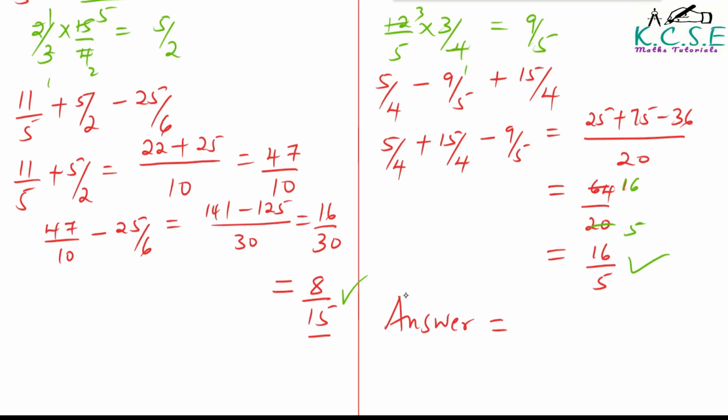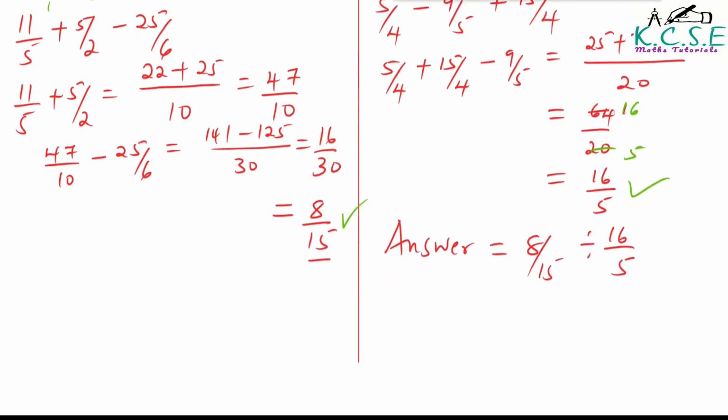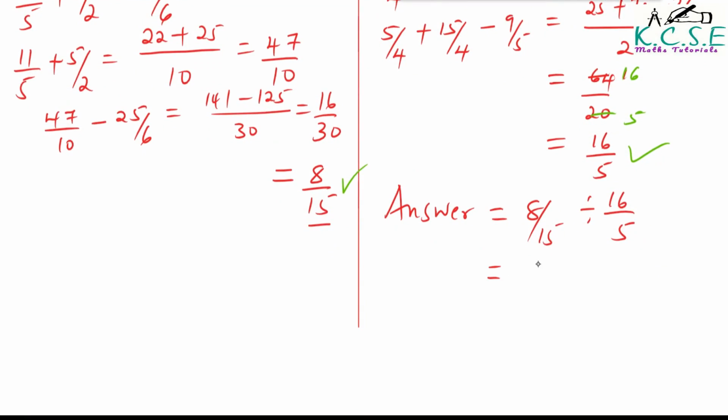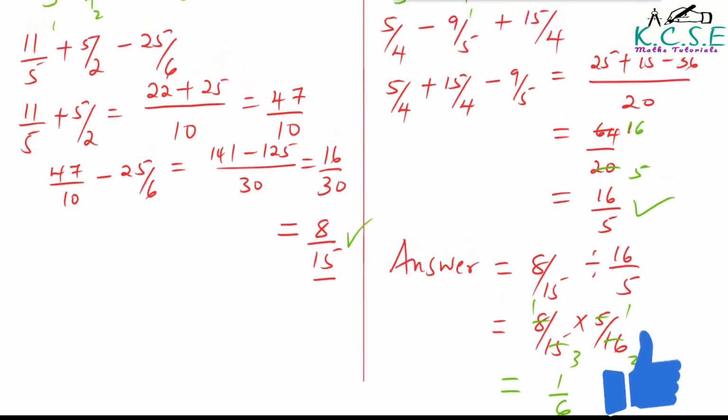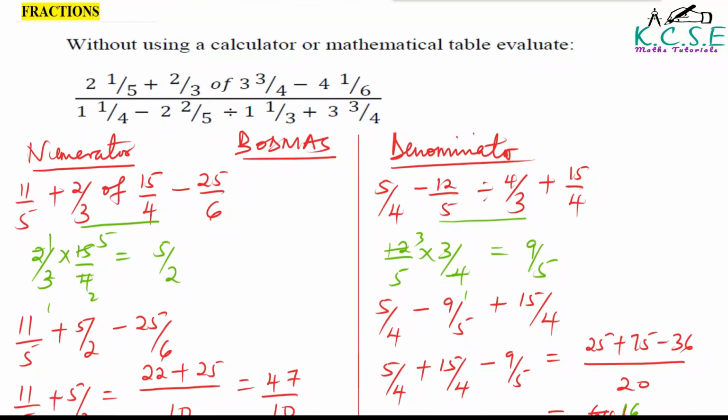So the solution, the numerator, 8 by 15 divided by the denominator, which is 16 divided by 5. So this one gives 8 divided by 15 multiplied by 5 over 16. So by 8, 1, by 8, 2, by 5, 1, by 5, 3, and this one will give the solution as 1 over 6. And that is how you're supposed to work out that question.